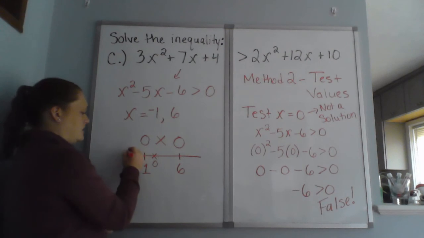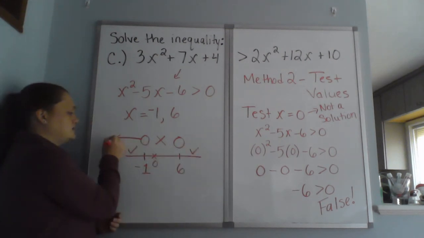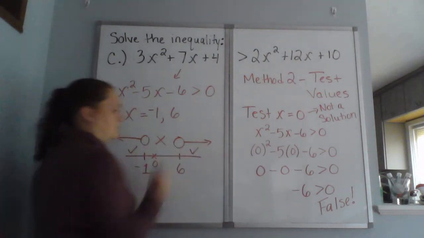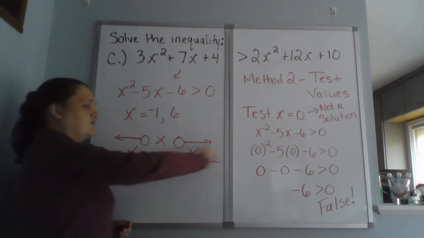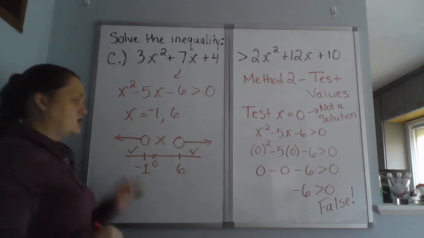That means over here will work, to the left, and off to the right. So I have two separate intervals to write out. One for the left side of the number line, one for the right side, because the middle doesn't work. Okay? So now I want to try to write what those intervals are.